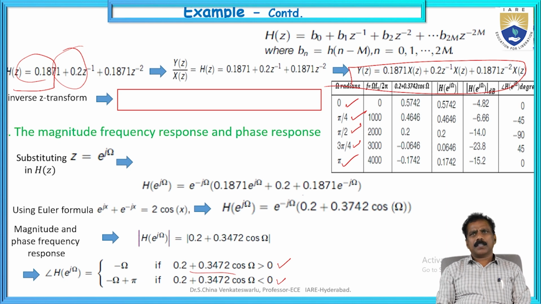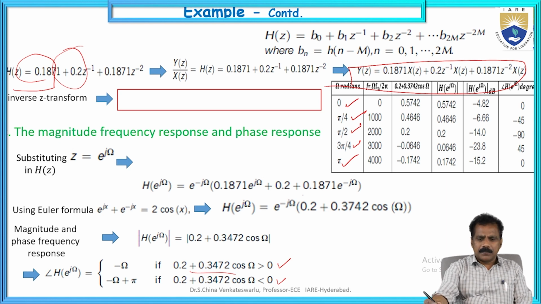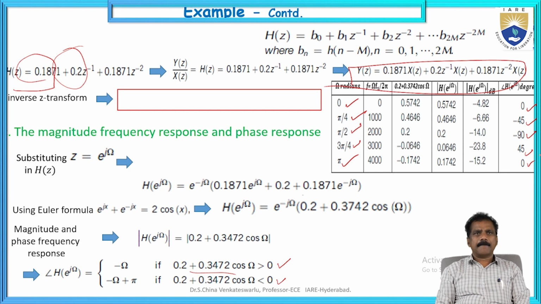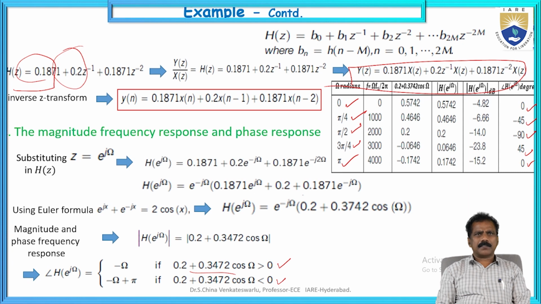Like this, try to verify all the values of the magnitude of H of e power j omega. Finally, verify that the angle of H of e power j omega is equal to 0 degrees, minus 45 degrees, minus 90 degrees, plus 45 degrees and 0 degrees. So like this, the output response is the inverse Z transform y of n, and after substituting this value you will get this.